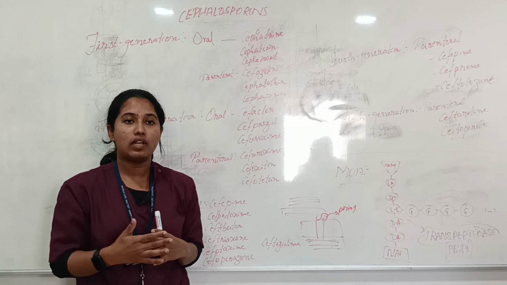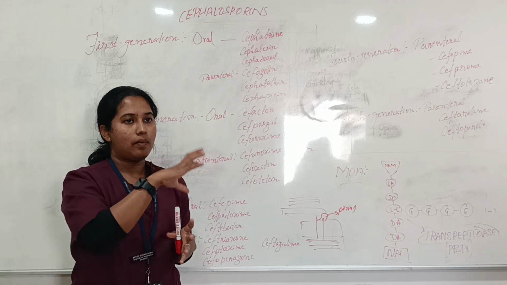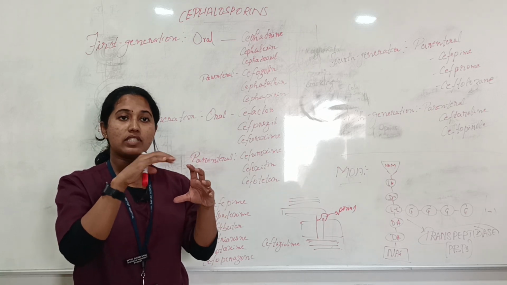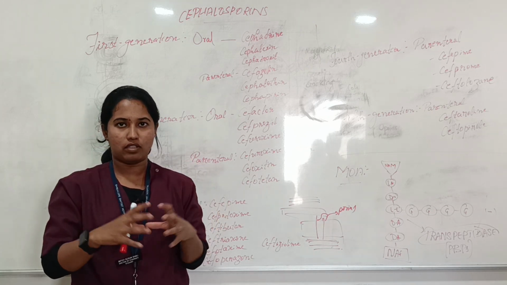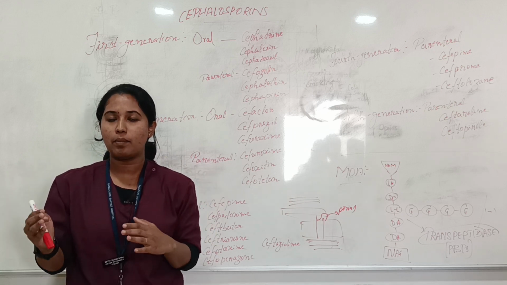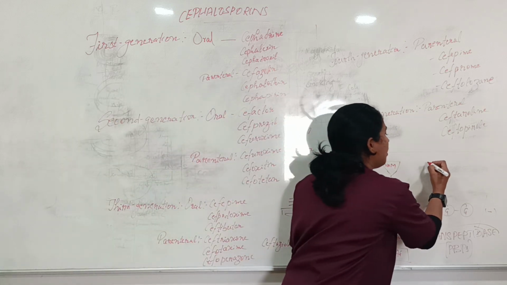Later it was known for treating streptococcal infections and another infection called typhoid. So this particular mold was able to cure that infection. Later on they understood that this mold was named Cephalosporonium acrimonium. So that is the derivative of cephalosporin.